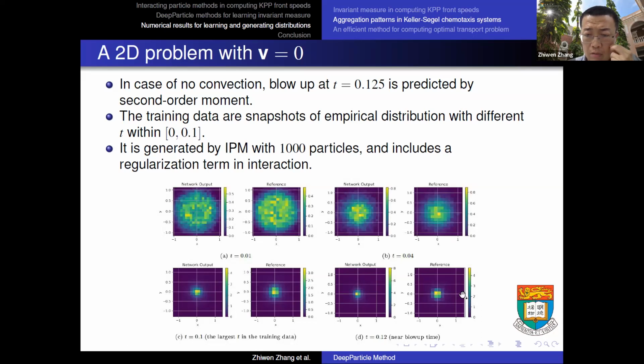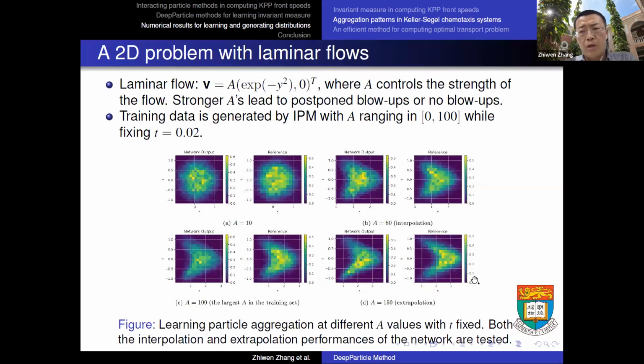Next, we have this laminar flow. We add an additional flow V, and the magnitude is a parameter A. We fix time t. Again, the training data is obtained with A ranging from 0 to 100 every 10 units. So this is interpolation. This one, 150, is extrapolation, because this data is not in the training data.